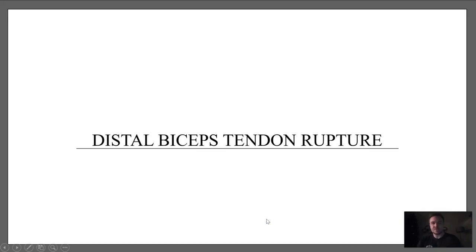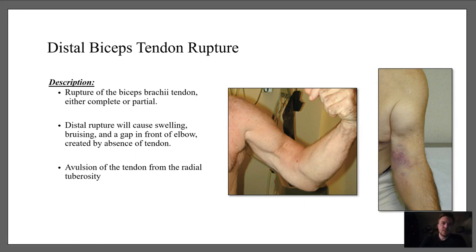So let's talk about biceps rupture then. So distal biceps tendon ruptures, rupture of the biceps brachii tendon, either complete or partial at the distal insertion site into the radial tuberosity. And so distal rupture will cause swelling, bruising, and a gap in the front of the elbow, which we call Popeye deformity, which is created by the absence of the tendon, and so recoil of the muscle belly because there's no distal attachment site. Avulsion of the tendon from the radial tuberosity may also occur.